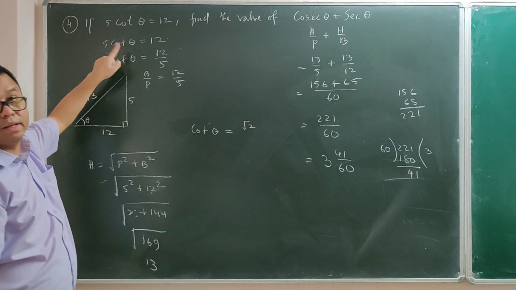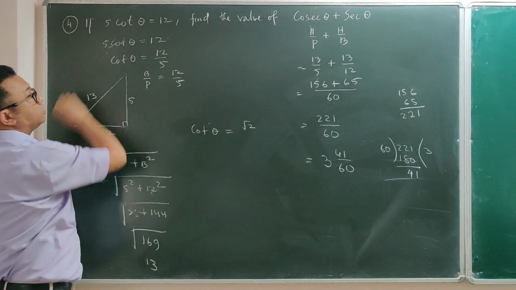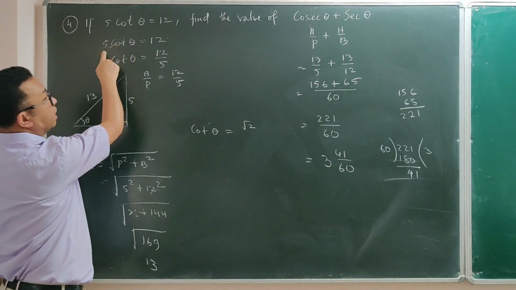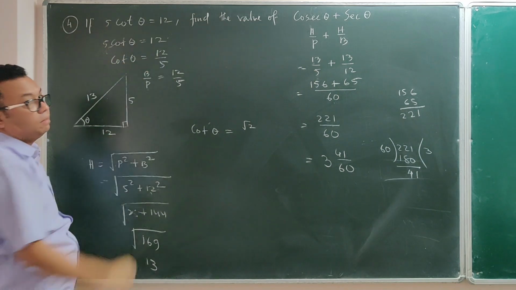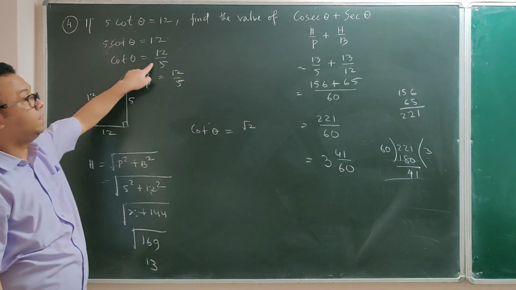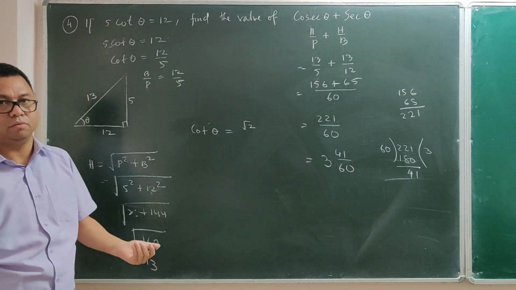This is the same thing I have copied: 5 cot theta equal to 12. Now as you can see, 5 is multiplied with cot, multiplication. Nothing is there in between 5 and cot, which is the multiplication. Transfer 5 to the other side; as it is multiplying, it will go that side and divide. So then you have cot theta is 12 by 5. Now this question becomes very similar to the previous question.